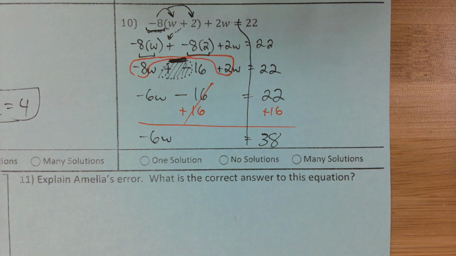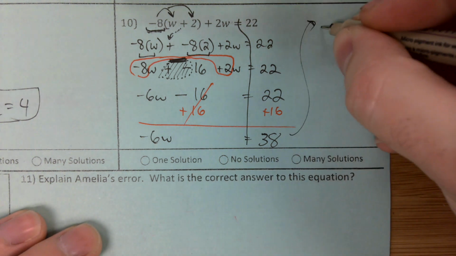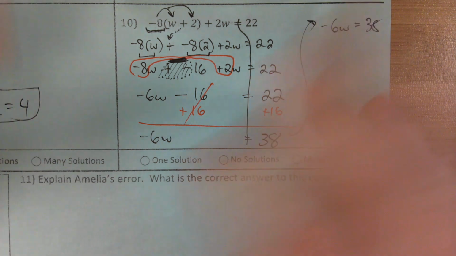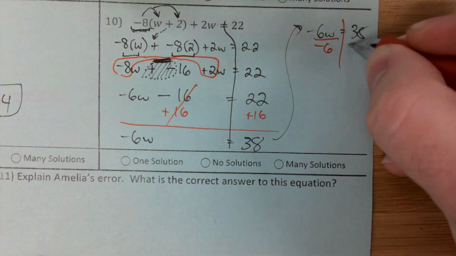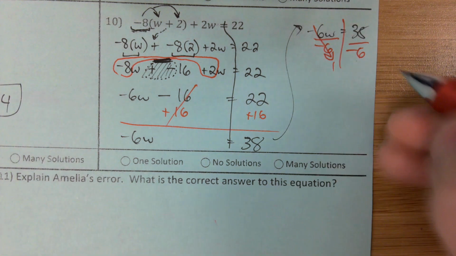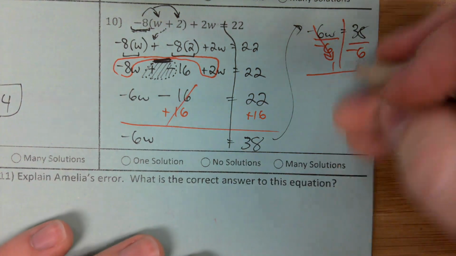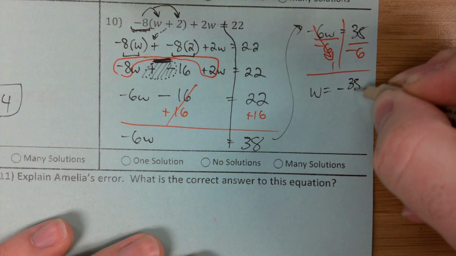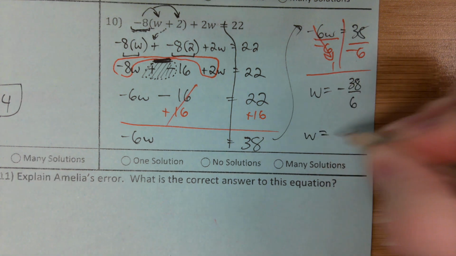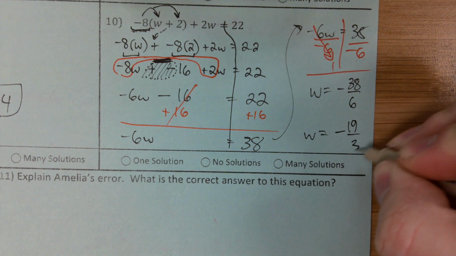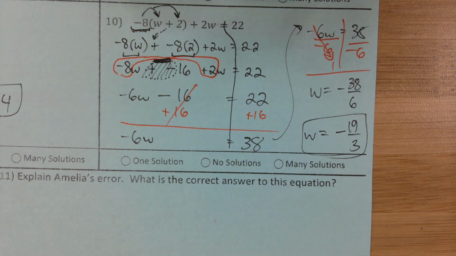I think it is, right? I believe so. Yeah, 38. I'm going to bring it up here. Negative 6w equals 38. Last step is going to be to do what? Divide both sides by negative 6. We're left with w equals negative 38 over 6. Can we simplify that at all? Yes. We sure can. What does that simplify to be? Negative 19 over 3.